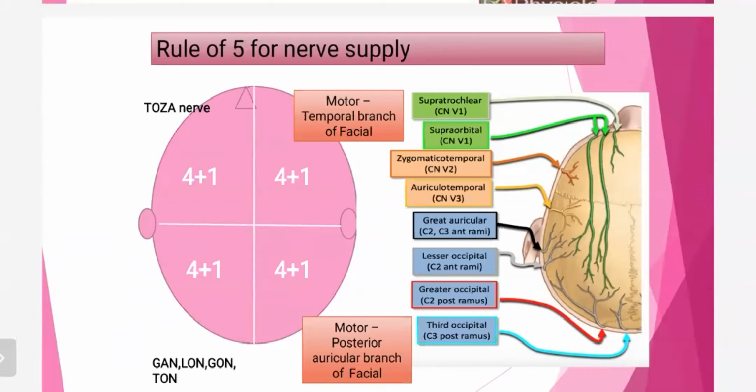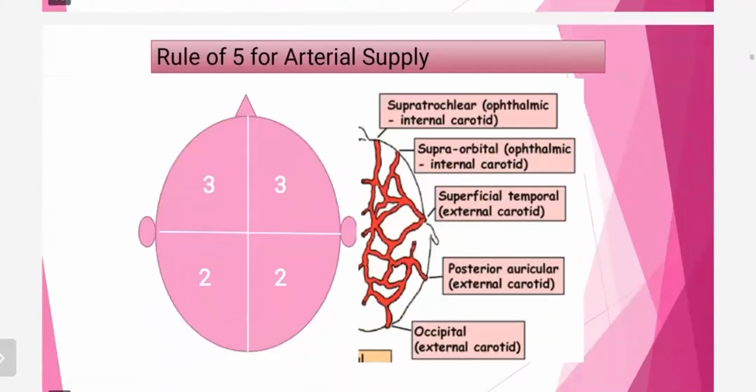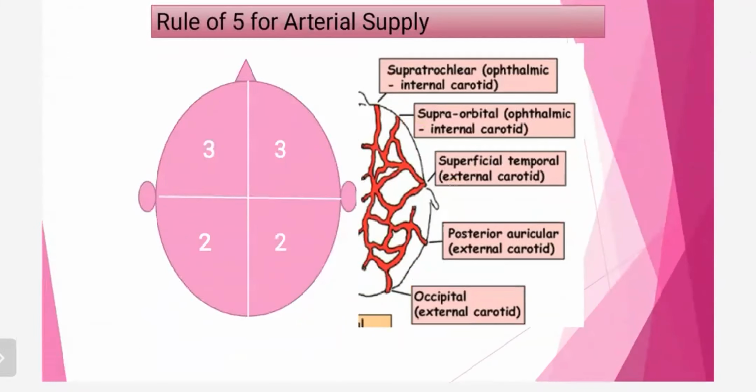So the scalp has a very rich nerve supply. This nerve supply is responsible for severe pain. When there is an injury in the scalp, there will be severe pain due to this rich nerve supply. And as we have discussed, if a minute injury happens in the scalp, then the bleeding will be profuse. So the particular characteristic, you can see, is a rule of 5 for arterial supply.